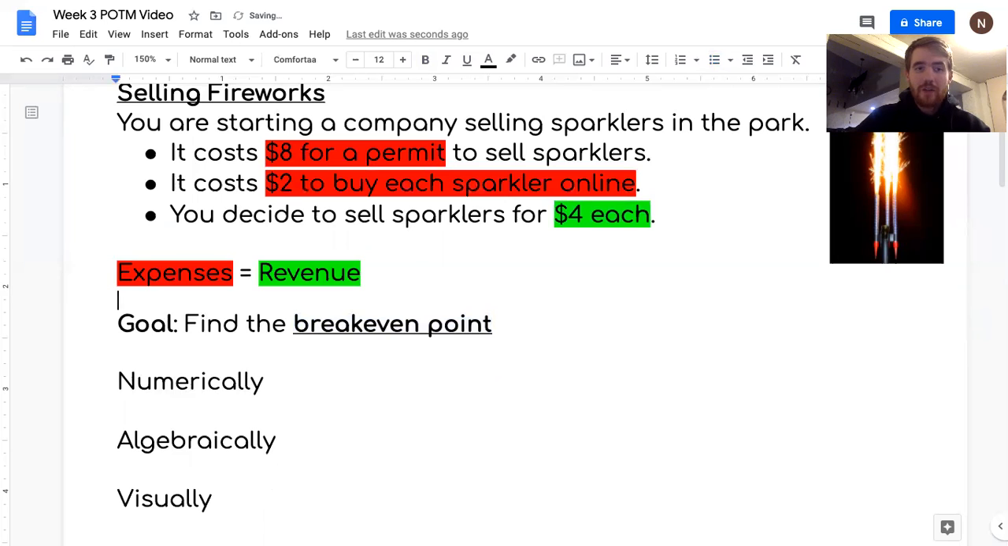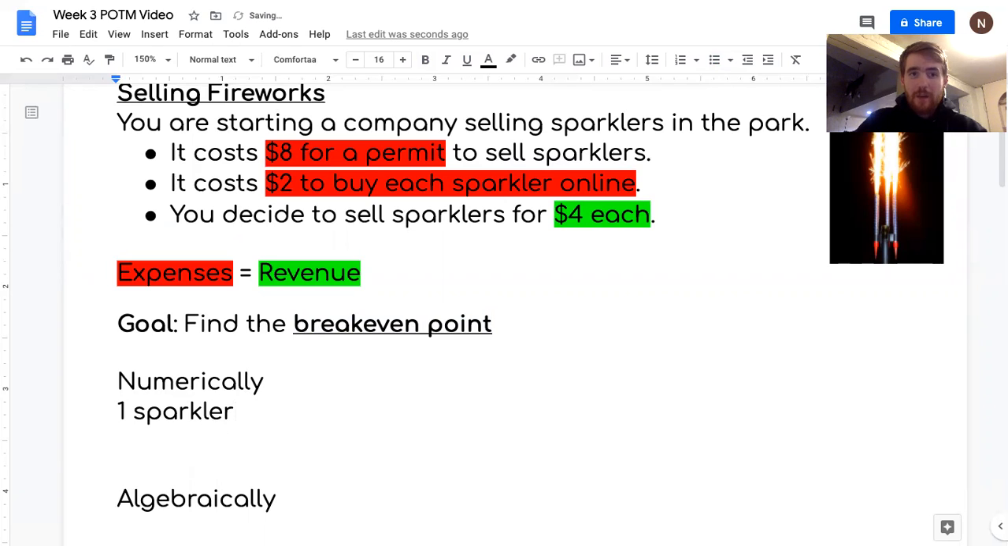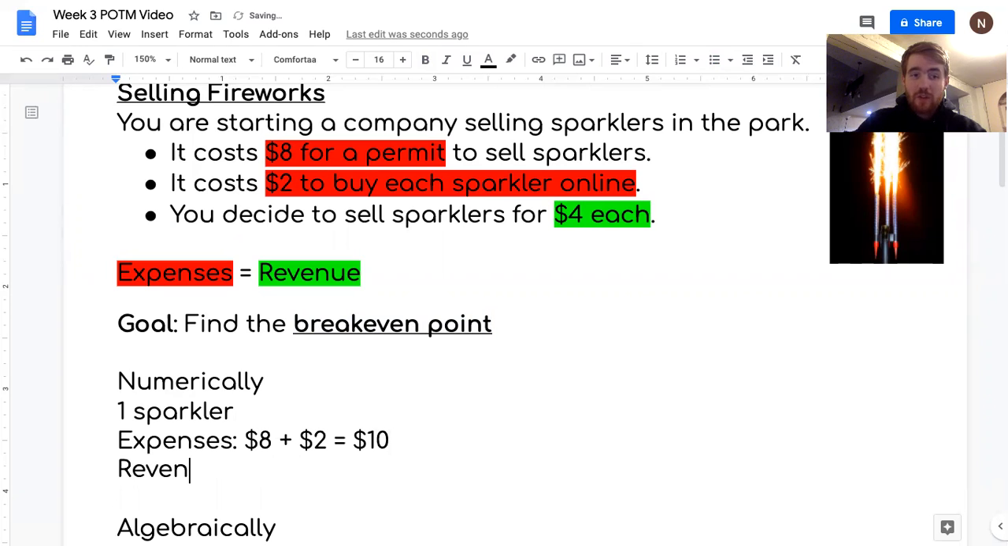So we're going to talk about how to do this numerically first. One way to do it numerically is to look at, okay, what would it cost if I buy and sell 1 sparkler? Well, let's see. My total expenses are going to be equal to the $8 for the permit plus the $2 for the sparkler I bought online. So that's going to be a total of $10. My total revenue is I sell it for $4. I only have 1, so it's just $4. So right now you can see my expenses, $10, are greater than my revenue, $4.